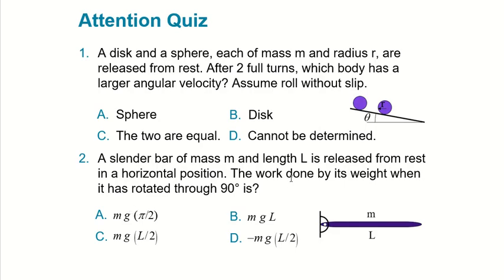Just a quick one, just listen. Here you have a disc and a sphere, each of mass m and radius r. You release it again from rest, the same thing again. It goes 2 full turns, and which body has a larger angular velocity? You have to find which one has a larger angular velocity, omega. Of course, you assume the road is without slip.